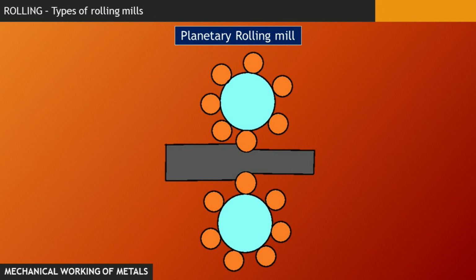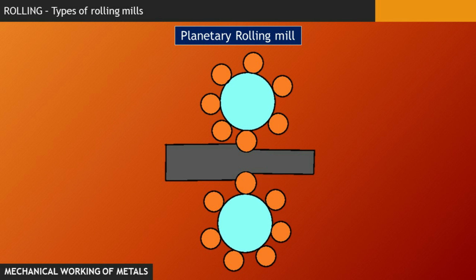And next we have the planetary rolling mill. This mill consists of a pair of heavy backing rolls which is surrounded by a large number of small planetary rolls. The main feature of this mill is that it reduces a slab to coiled strip in a single pass.